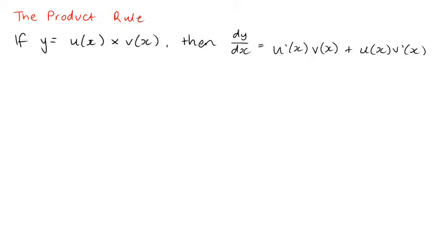Sounds complicated, but it's not at all. Because you've got function u and function v in your original function, you find the derivative of u, you find the derivative of v, and you kind of cross multiply. So you're doing the derivative of u times v plus the derivative of v times u. U being this function here, v being this function here.